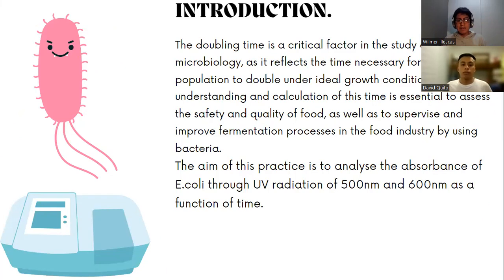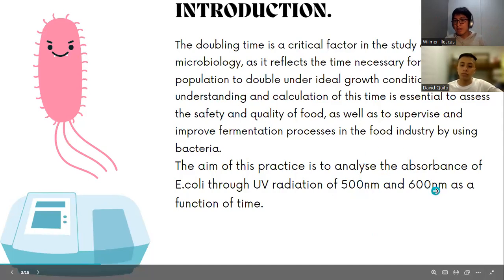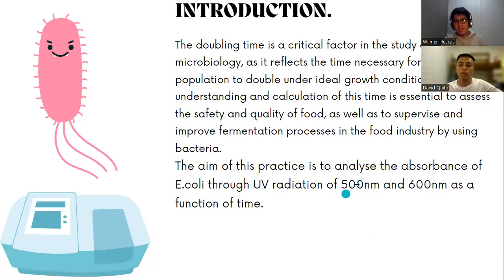Firstly, what is this practice about? Well, our aim, as I mentioned before, is to calculate the G time, the generation time. To do this, we have to measure the absorbance of the E. coli. This E. coli is going to be in a solution that we're going to take some volume of and calculate the absorbance in two specific measurements. The first in 500 nanometers and the second in 600 nanometers. Well, actually here was 550 nanometers.